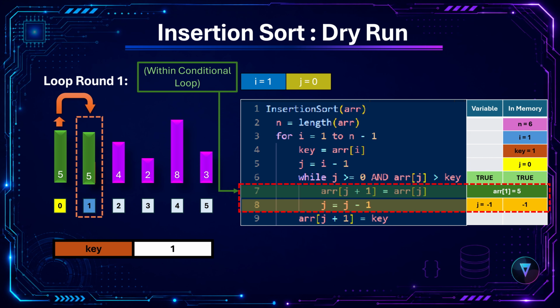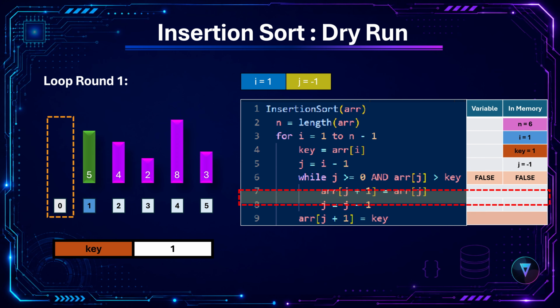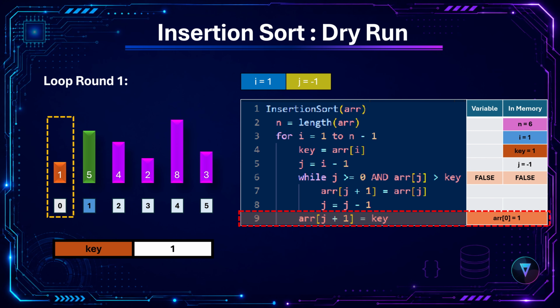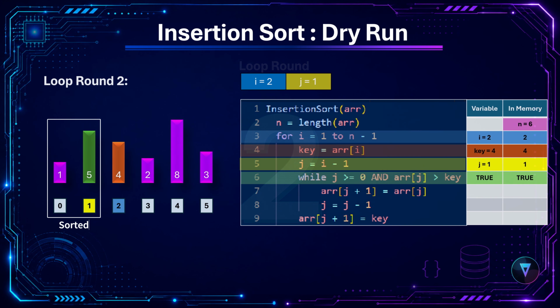So the array temporarily looks like 5, 5, 4, 2, 8, 3. We made space for 1? Yes, exactly. Then J moves left and goes out of range, so we place 1 at position 0. Now the array becomes 1, 5, 4, 2, 8, 3. Great, we are moving into the second loop. The sorted part is now 1 and 5.